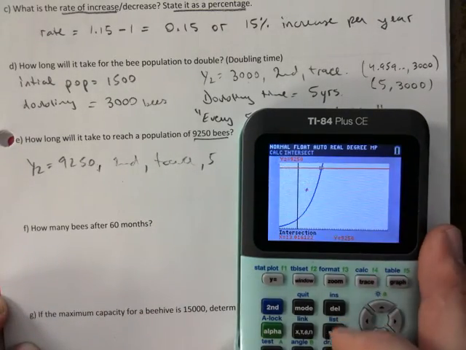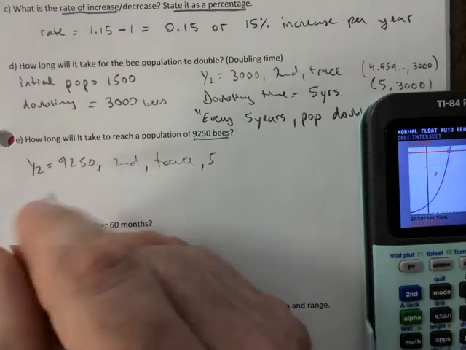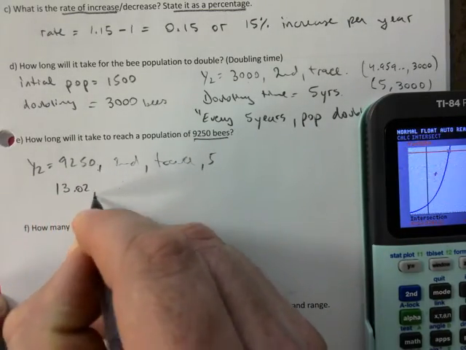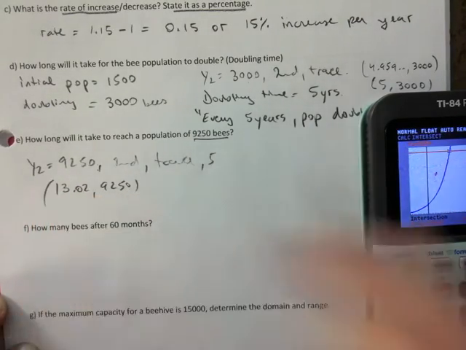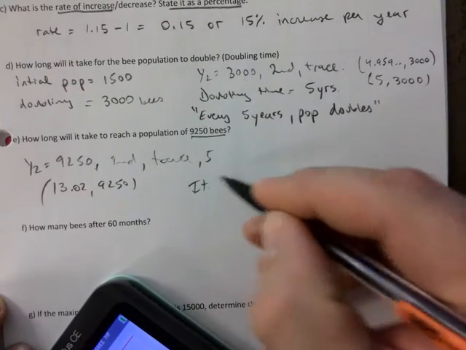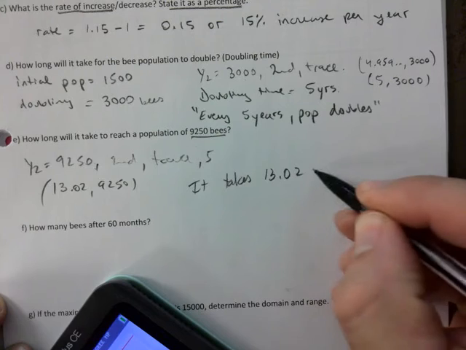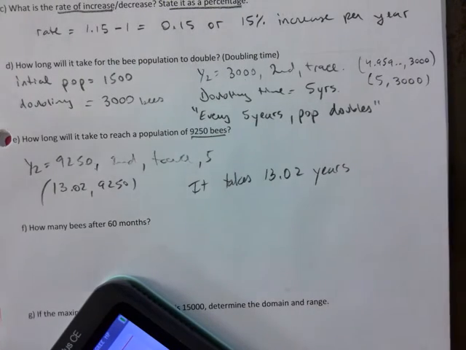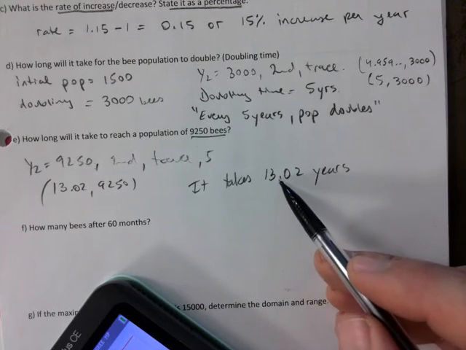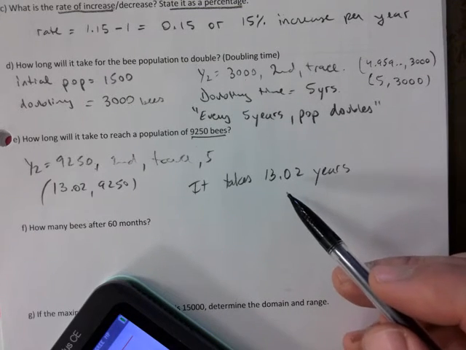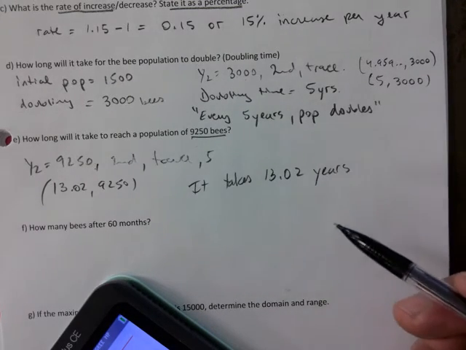So second trace 5. Just hit enter. That's 13.02. 13.02, 9250, right? It takes 13.02 years. If I asked you years and months, what would you do? Take 13 away from this, multiply that by 12, right? And then round it to the nearest month.